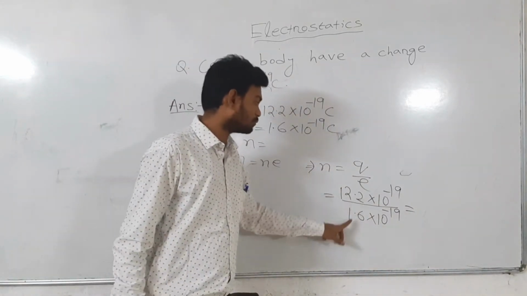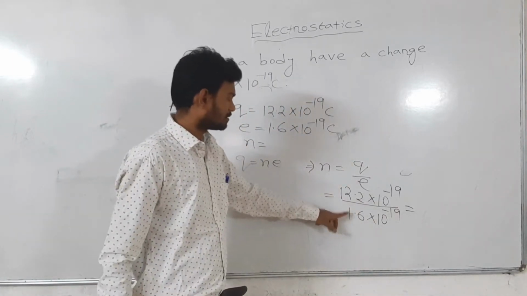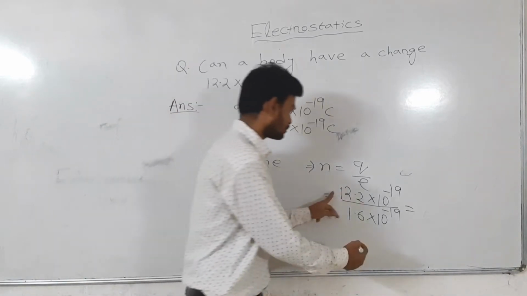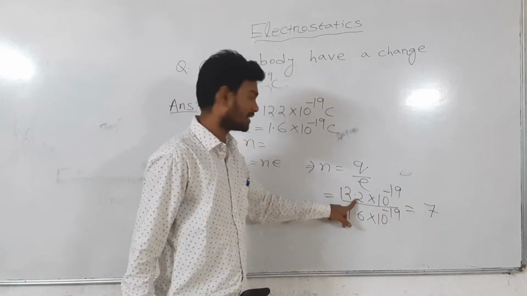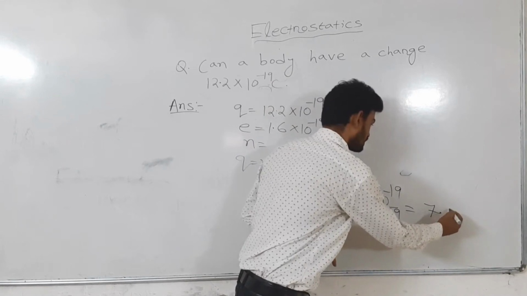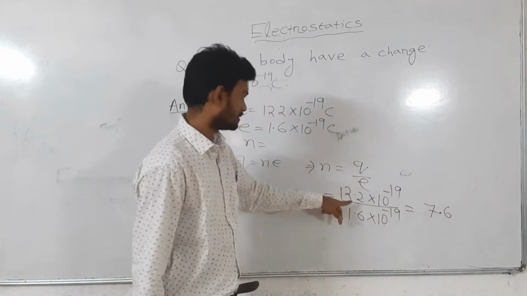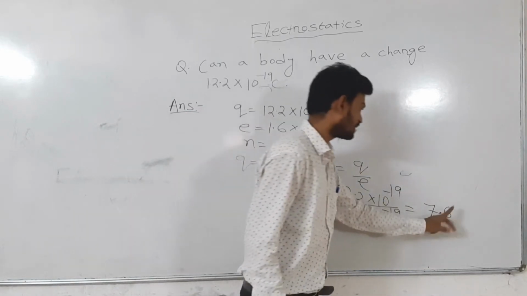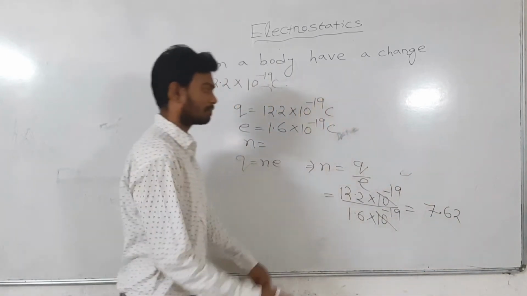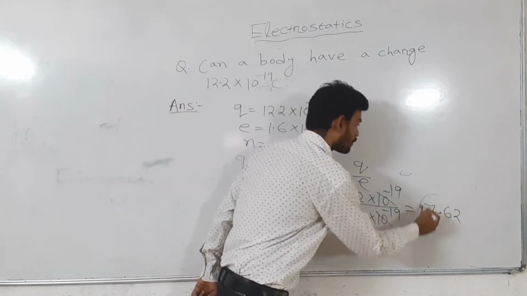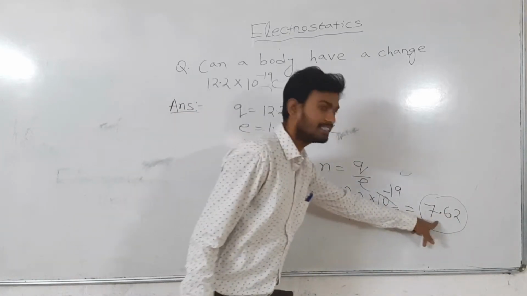While dividing 12.2 by 1.6, we get 16 into 7, 112, then 10 remaining. So 16 into 6, 96, 4 remaining. So we get 7.62, and 10 to the power minus 19 gets cancelled. Then our answer is N is equal to 7.62, which is a decimal number.